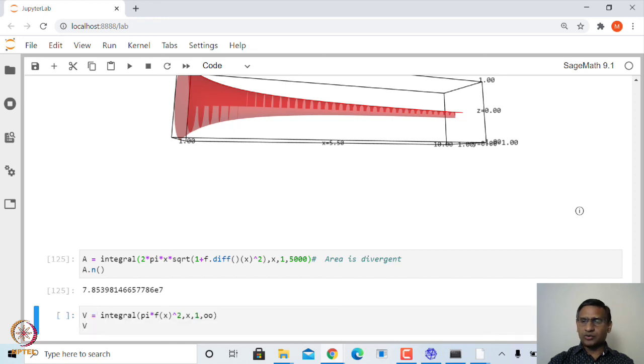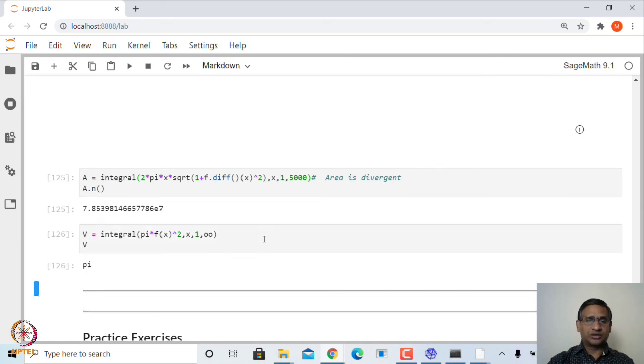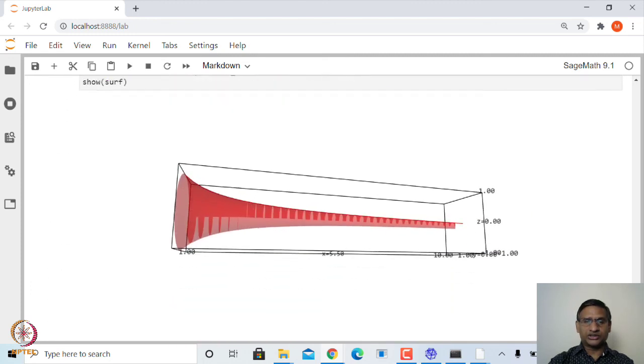If I look at the volume of this Gabriel horn, we have to calculate the integral of f x square times pi from 1 to infinity, right. So, this is actually pi. So, the volume is finite, whereas the surface area is infinite. That is the interesting thing about this Gabriel horn surface.